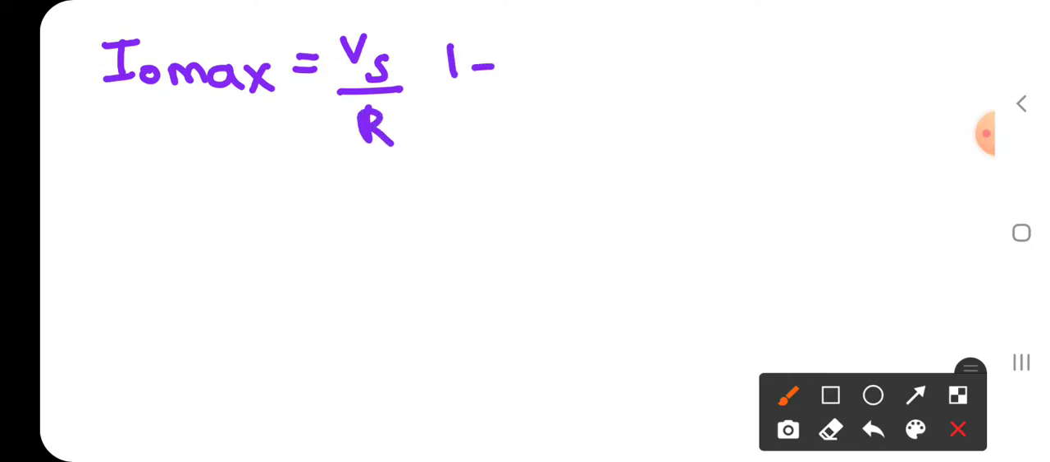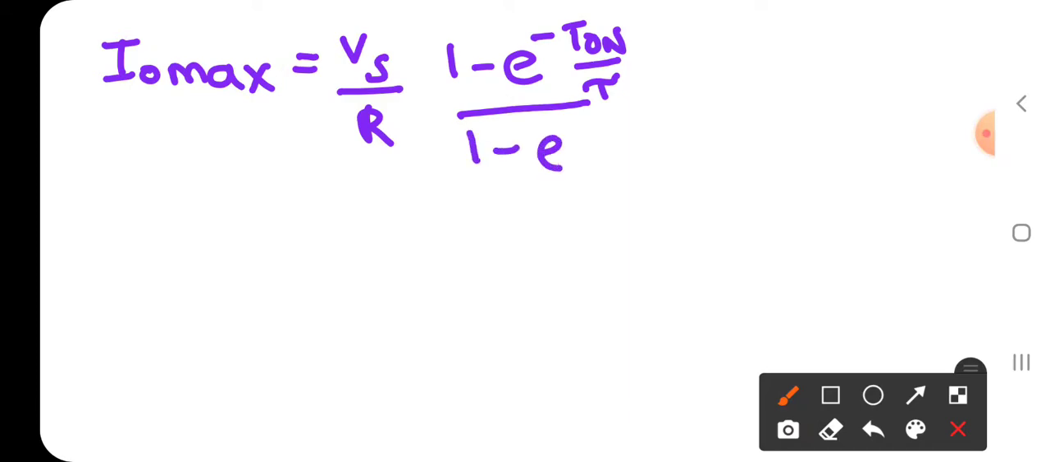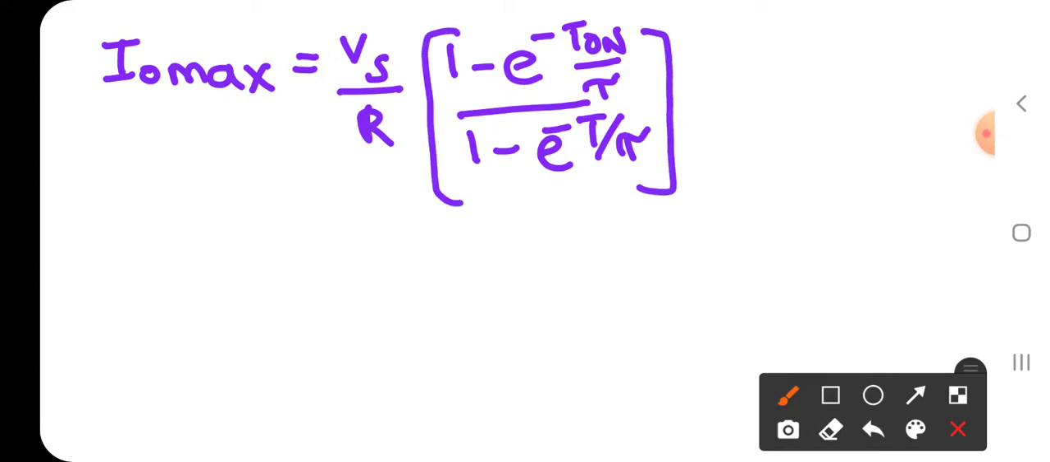IO max is equal to Vs by R into (1 minus e power minus t on by tau) by (1 minus e power minus t by tau) minus Eb by R. This is the equation. In the place of Eb, I will consider Em.